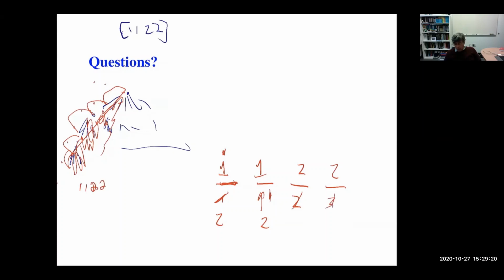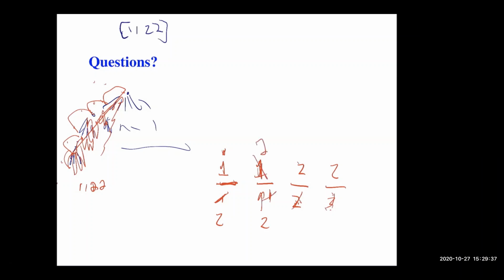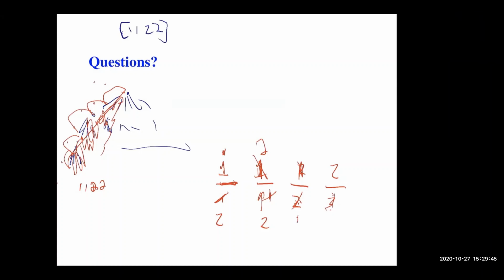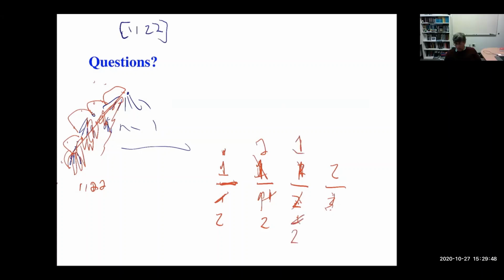What's my next choice? Do I have another choice for the 4th spot? No. Do I have another choice for the 3rd spot? No. Do I have another choice for the 2nd spot? Yes, a 2. Now, once I do that, what are my candidates for the 3rd spot? 1 or a 2. I put in a 1. What are my candidates for the 3rd spot now? I've used all the 1s. I can only put in a 2. I'm done. 1, 2, 1, 2.